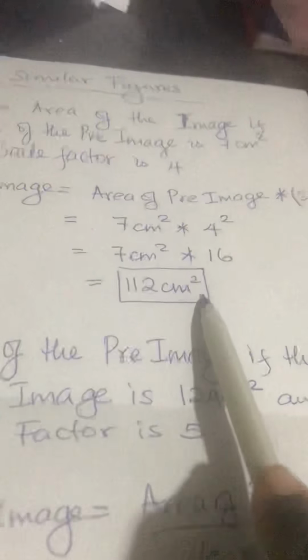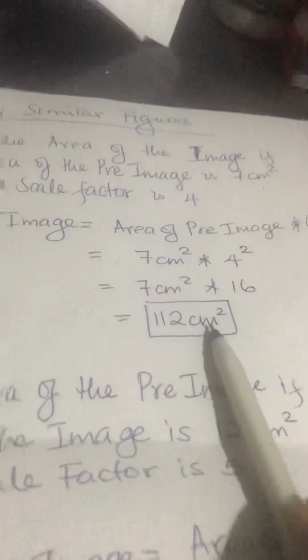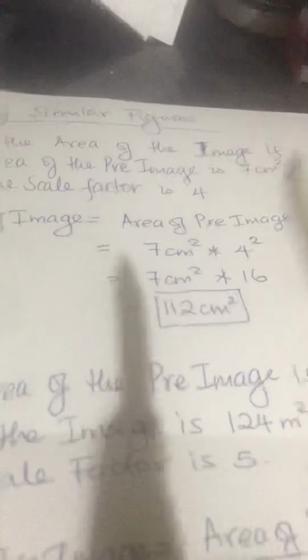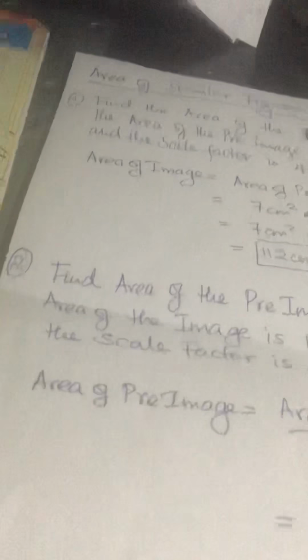Then you multiply, and you will get 112 centimeters squared. How do I know I'm correct? Because the question asks for area, my unit should be centimeters squared. And because the scale factor is greater than 1, my answer for the image has to be bigger. Okay? All right.